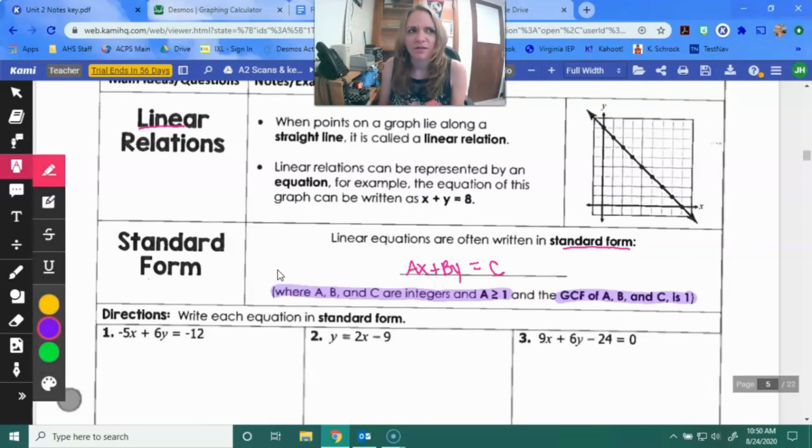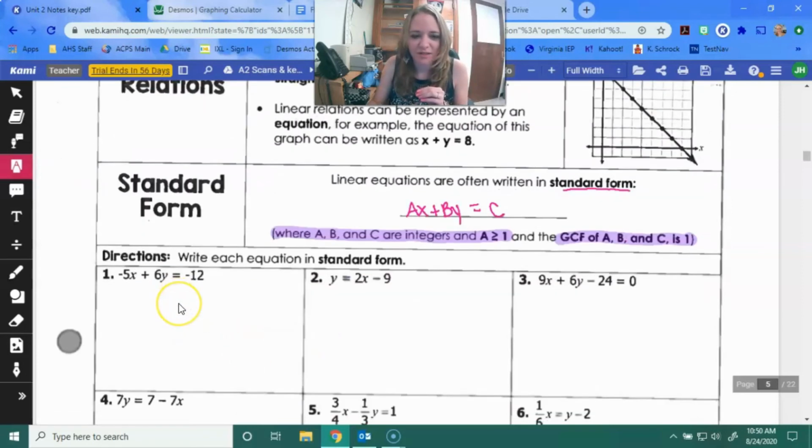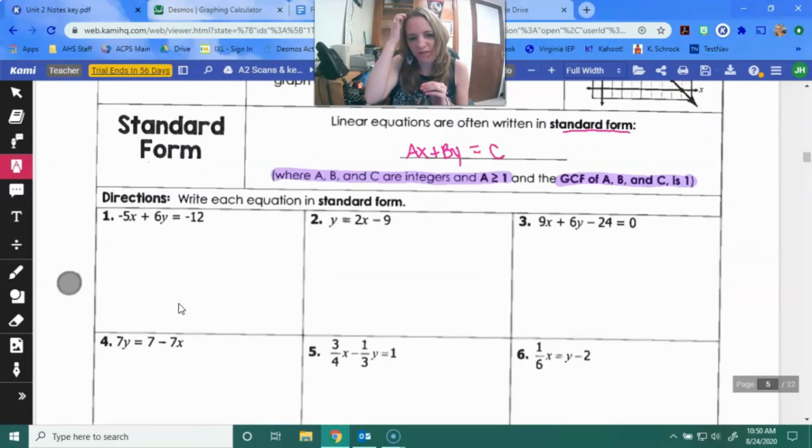GCF, I think I said it wrong. Greatest common factor. Anyway, let's take a look at what we've got going on. So, we've got some examples of practicing getting this in standard form, starting with this right here.